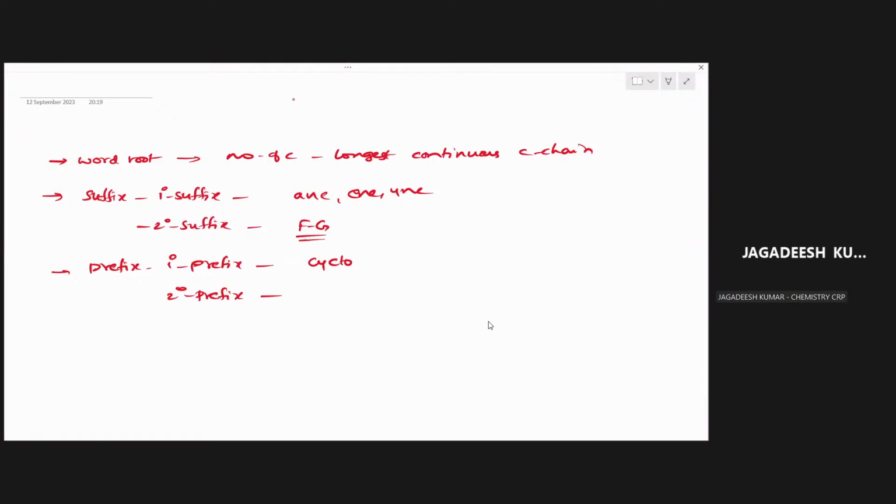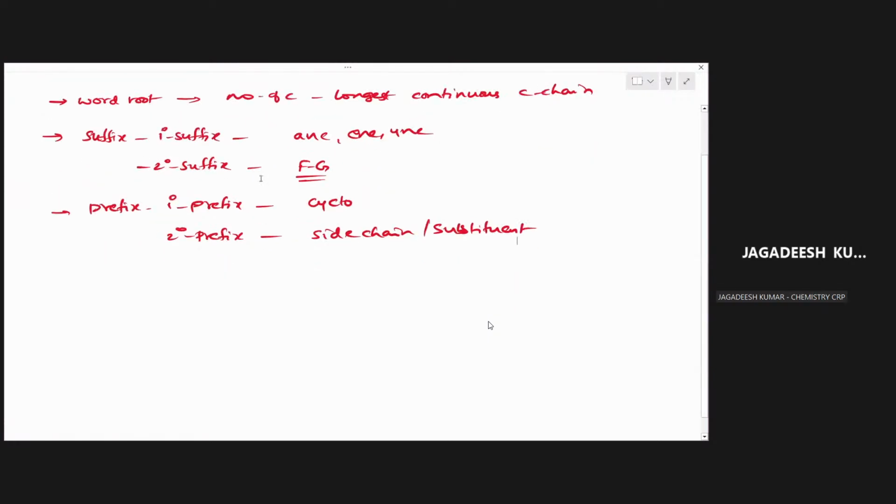And secondary prefix represents the side chains, or we can call this a substituent. This one also we discussed yesterday. And today we are going to discuss, one by one, the nomenclature of different classes of organic compounds. So different classes means, first of all, I will discuss alkanes.